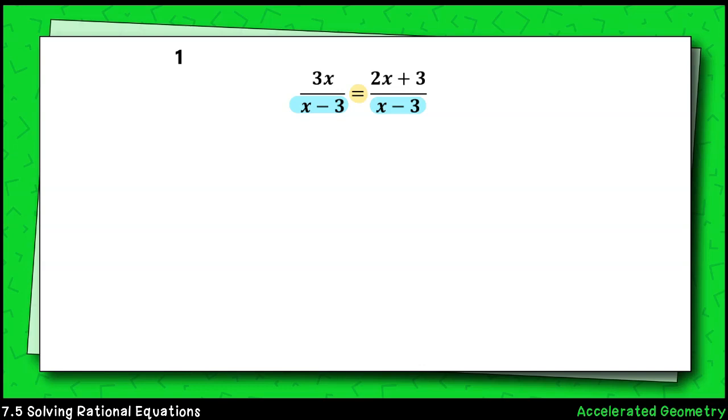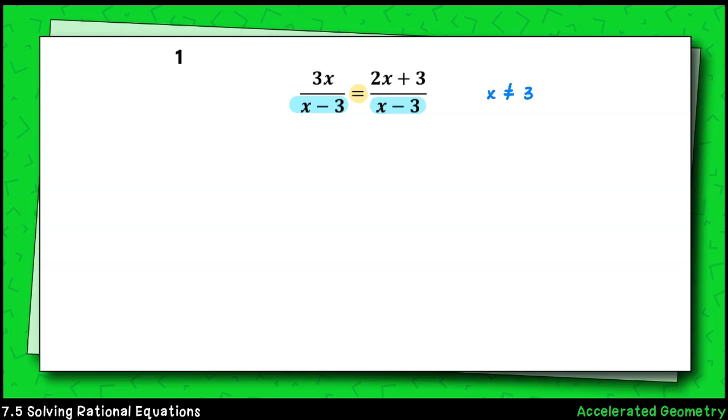Next, I want to think about the implied domain of this equation. In other words, what value or values of x are excluded from this statement if we're to assume that x is a real number and that the value of either rational expression on the left or right-hand sides are real numbers as well. Well, we cannot divide by 0. So any value of x that would create a 0 in the denominator would need to be excluded. So I'll go ahead and make a note here that x cannot equal 3.